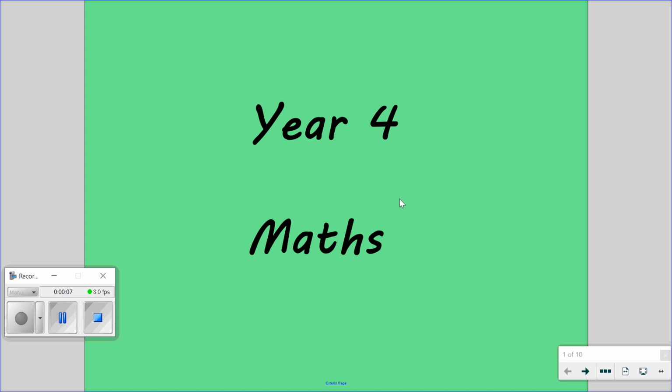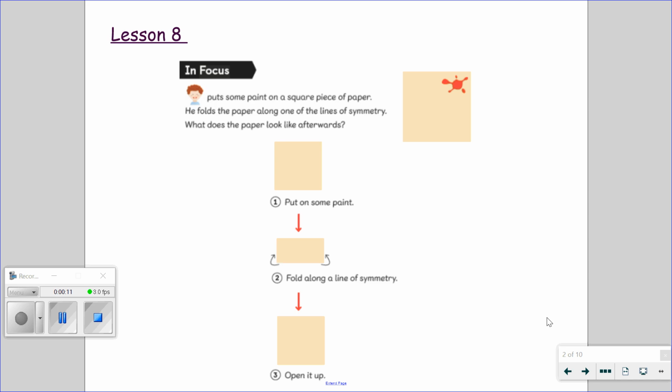Today we are carrying on our learning on symmetry. So here's our in focus and here we have Elliot. He puts some paint on a square piece of paper. He folds the paper along one of the lines of symmetry. What does the paper look like afterwards?